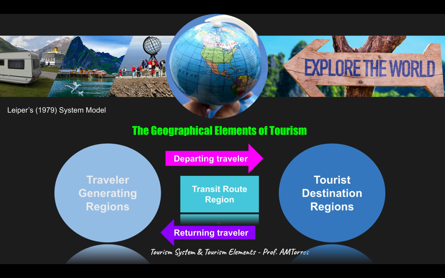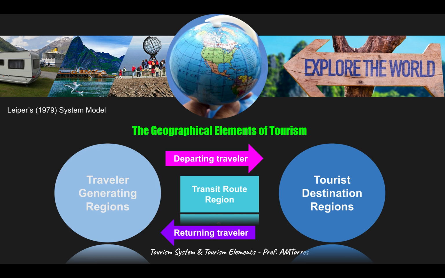Maybe at this point you can still remember how we defined a destination. So it doesn't matter where that destination is, but what matters is there are two spaces. First, the traveler generating region or the point of origin, and the other one is the tourist destination region or the destination. Now, we can see that the traveler generating region is the point of origin of the tourist.